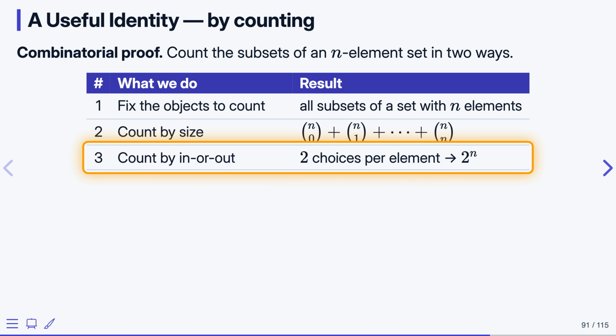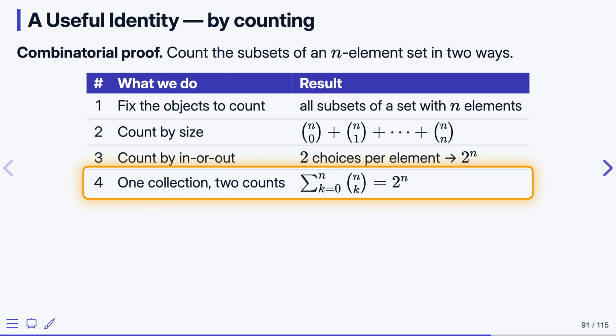Step 3. Count them a different way. Walk through the elements and decide in or out for each one. 2 choices n times over, so 2^n. Step 4. 1 collection, 2 honest counts, so the answers agree. The sum of the binomial coefficients equals 2^n. This is the same fact we proved with bit strings back in section 1.